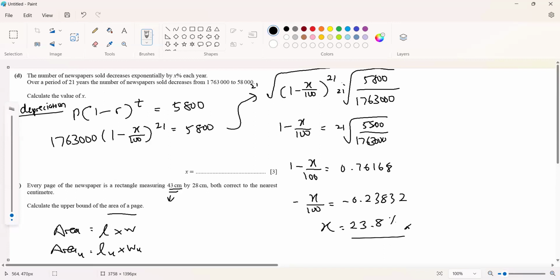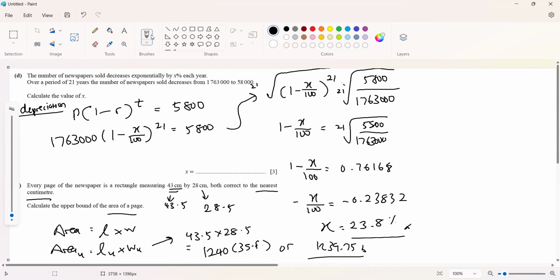So the length upper in this case is 43.5. The width upper is 28.5 because both are correct to the nearest centimeter. So in this case, the area upper would be 43.5 times by 28.5. Then we can get our answer there. So that would be 1240 to three significant figures, or if you want to put your final answer as 1239.75, that's acceptable as well. But usually we leave it in three significant figures.